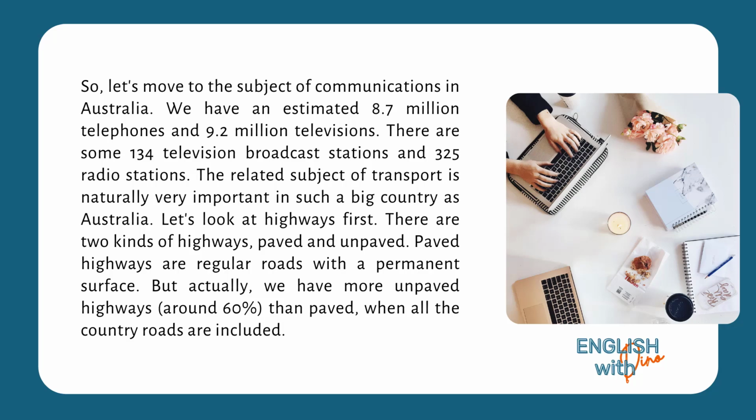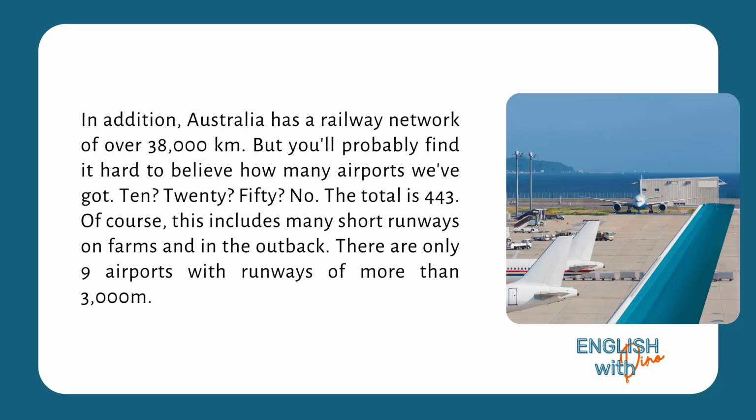Let's look at highways first. There are two kinds of highways, paved and unpaved. Paved highways are regular roads with a permanent surface. But actually, we have more unpaved highways, around 60%, than paved, when all the country roads are included. In addition, Australia has a railway network of over 38,000 kilometers.